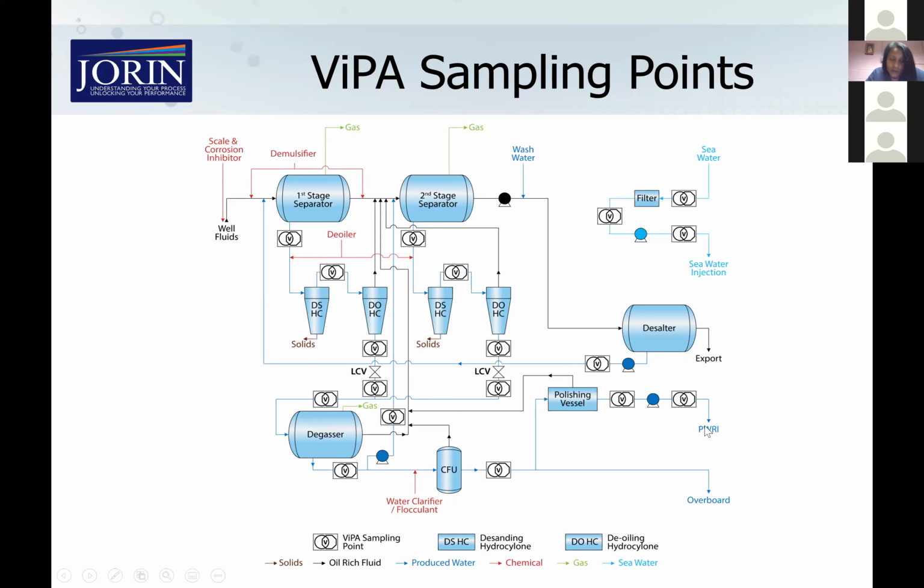So for us, a lot of our applications are produced water reinjection because the ViPA gives you that combination of data that we need. It's not just oil concentration, which is what a lot of the analyzers do. Ours will give you oil concentration, solids concentration, and the particle sizes of both as well. So it's a 4-in-1, and that's exactly all the information you need for produced water reinjection. So that really is our biggest market, but lots of customers are using it.